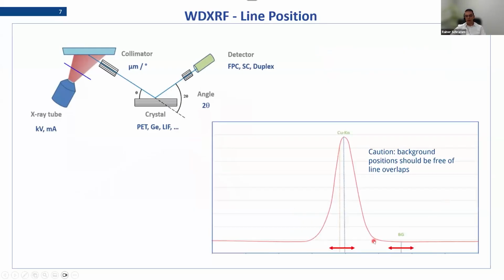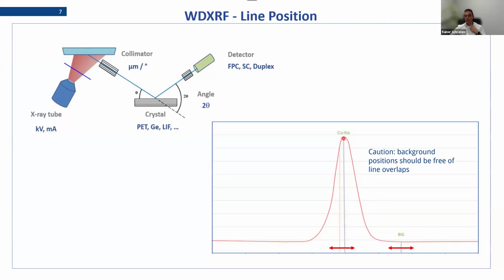That means when we build an application, we have to define at what angle we measure our sample together with a certain crystal and a certain detector and collimator. And when we use these settings, we make a scan and we will get a picture like this here. And then we will define the final position of our measurement by setting the angle to the maximum peak intensity.